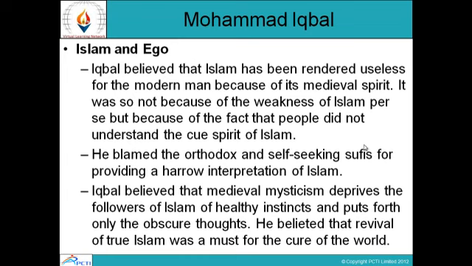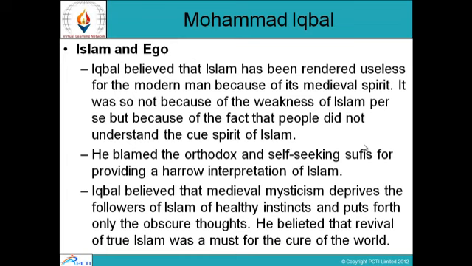He blamed the orthodoxy and self-seeking Sufis. Their orthodox thinking, their selfish thinking, the Sufis who provided a very narrow and lopsided interpretation, which was not proper and which was not correct.